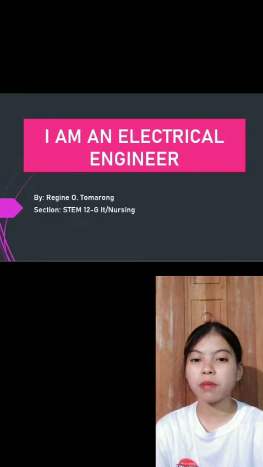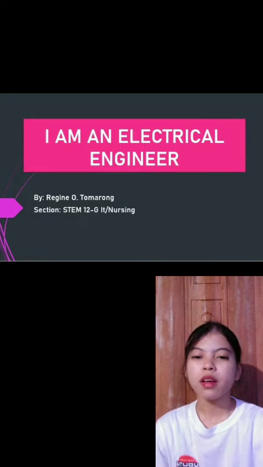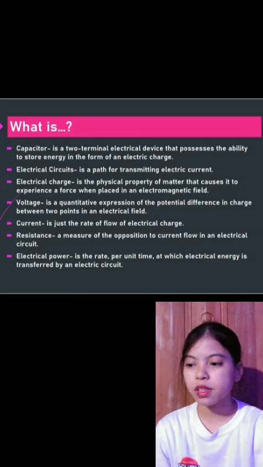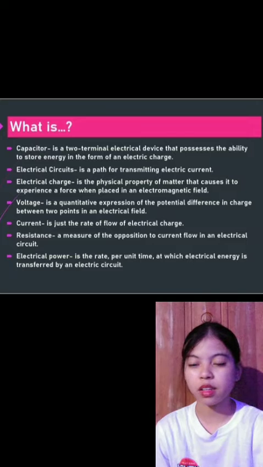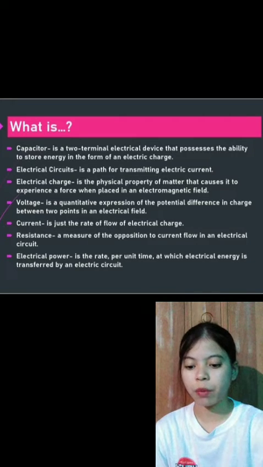This video is all about knowing the individual values of series and parallel capacitors or series and parallel resistors. But first things first, we need to define the following words: first the capacitor, second the electrical circuit, third the electrical charge, followed by the voltage and current, then resistance, and lastly the electrical power.